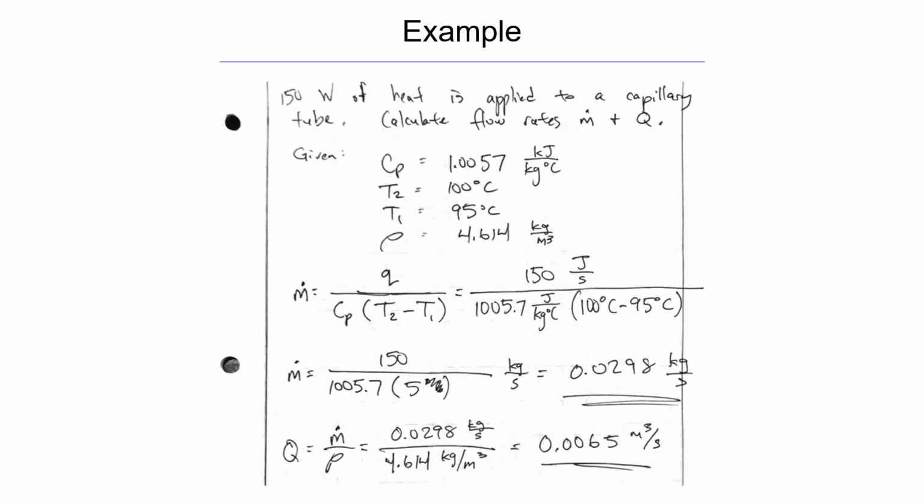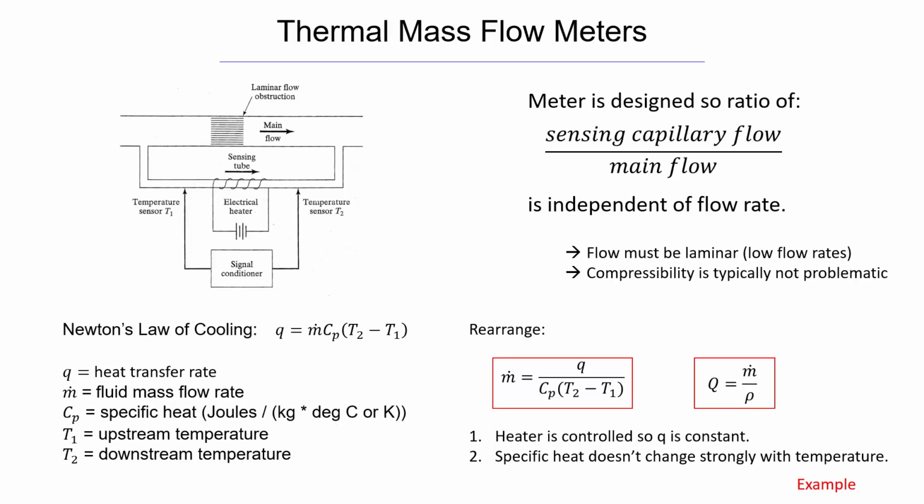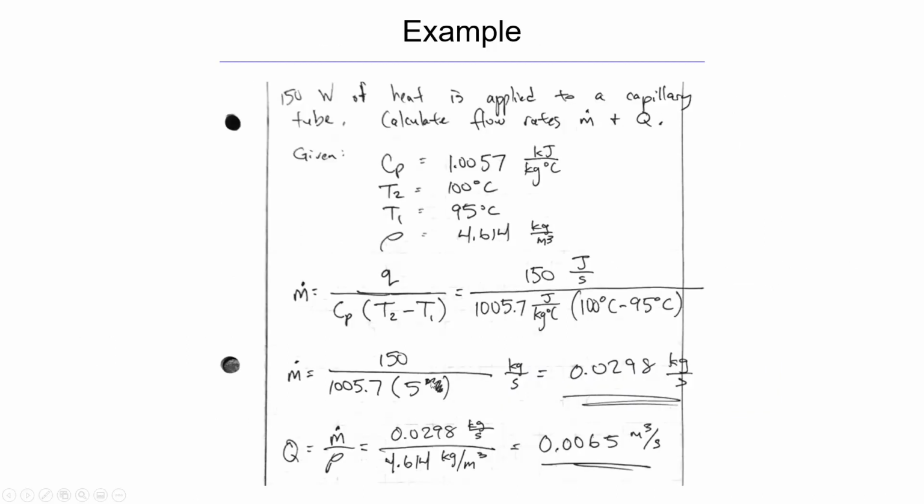Here's the example. 150 watts of heat is applied to a capillary tube. Calculate the flow rates. We want the mass flow rate and the volumetric. So we're given the specific heat, we're given the two temperatures, and we're given the density. So we just need to use that equation that we were given here. You see that transferred here. We just start plugging things in.